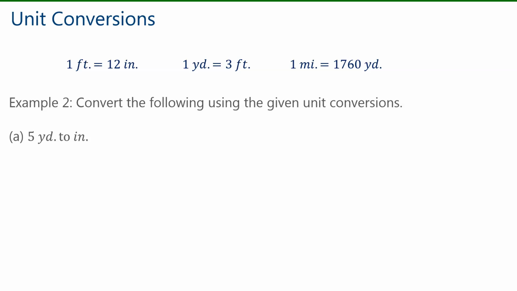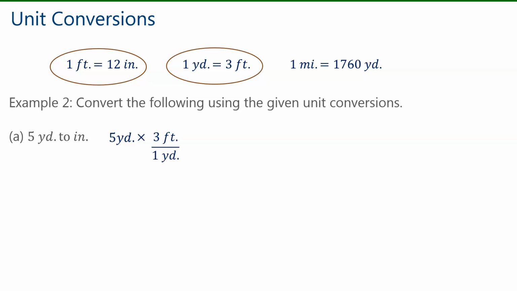Now for example 2. In A, we have to change yards to inches. Now looking at my 3 conversions above, I don't have a conversion to go directly from yards to inches, so I need to use 2 conversions to get there. I'll start by changing the yards to feet, then I can change the feet into inches. So let's start. I have 5 yards, then I'm going to multiply that by 3 feet over 1 yard. I'll cancel my yards, and then I'll multiply 5 with 3 to give me 15 feet.